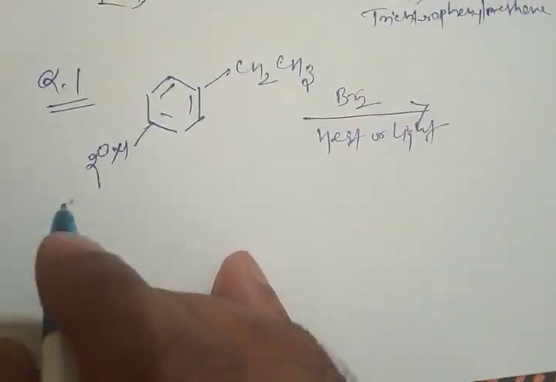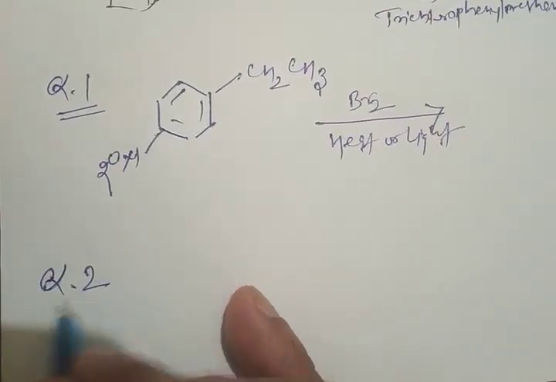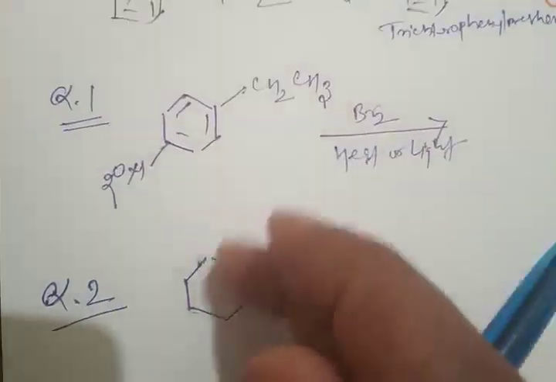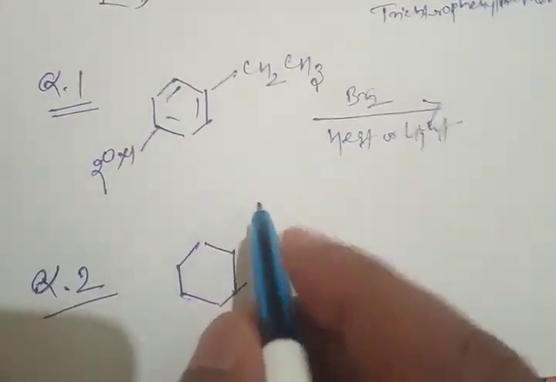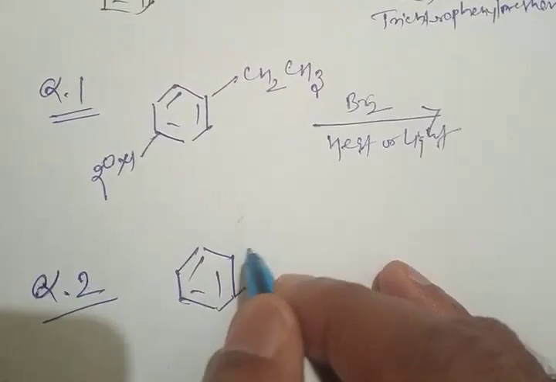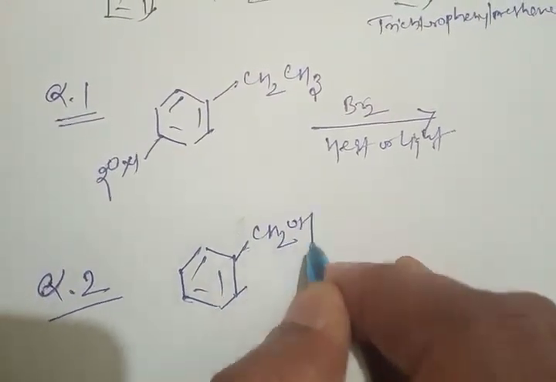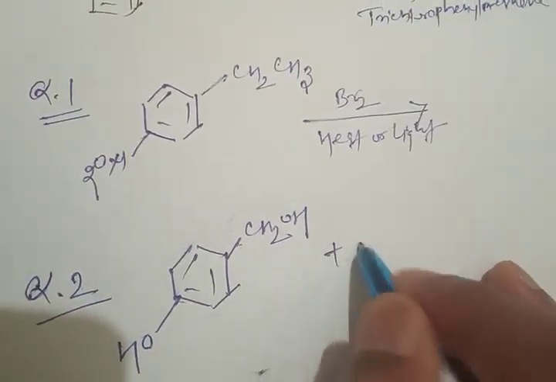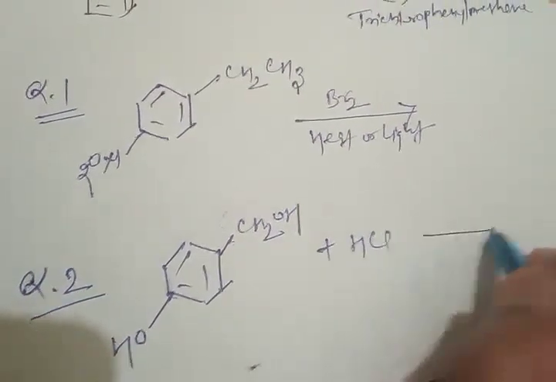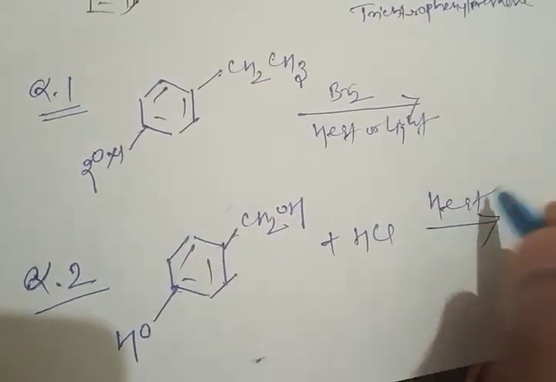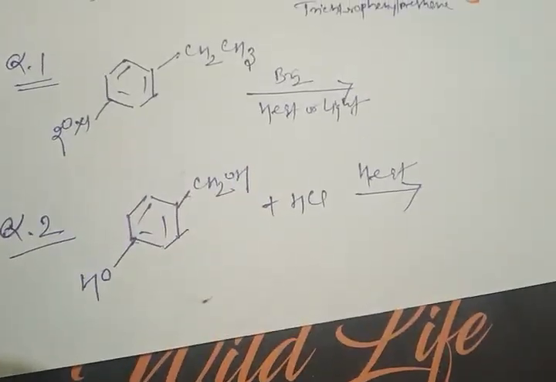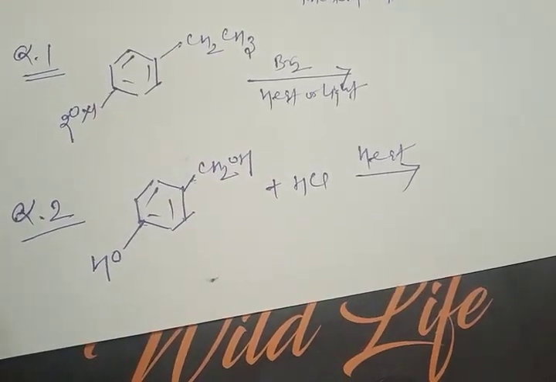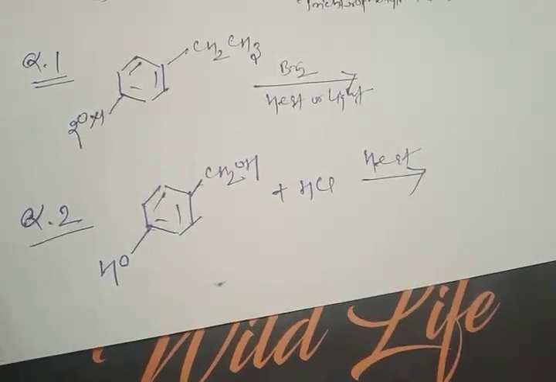And the second, again you have to complete this reaction. Question number 2, again you have CH2OH and OH with HCl and heat. So what is the product in both cases? You have to answer this question. Simple question, I think you can solve it very easily.